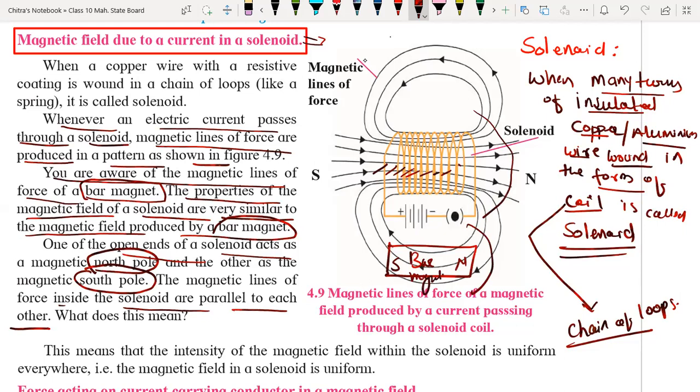What does this mean? It means that the intensity of the magnetic field within the solenoid is uniform everywhere. That is, the magnetic field in a solenoid is uniform. It shows that it is similar to the permanent bar magnet.